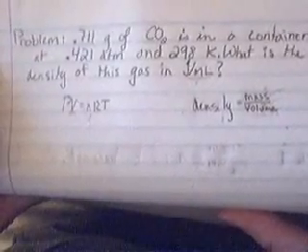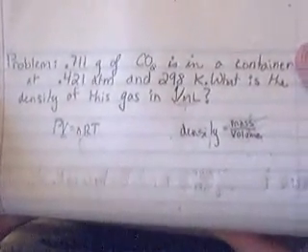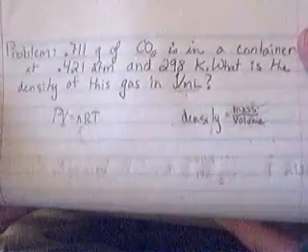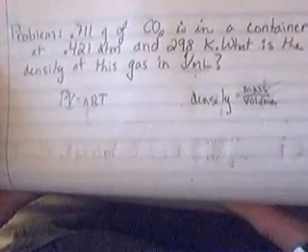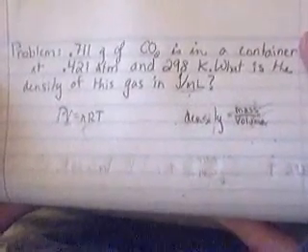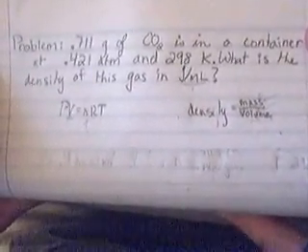This is called a plug-and-chug density problem. It says 0.711 grams of CO2 is in a container at 0.421 atmospheres and 298 Kelvin. What is the density of this gas in grams per milliliter?